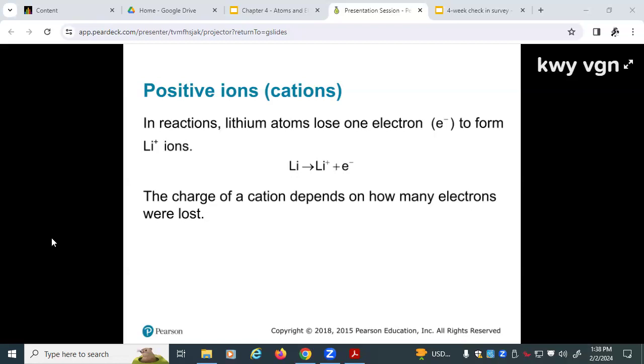So for positive ions, again, we call those cations. The resulting change is through the loss of electrons. So in the case of lithium, if lithium were to lose an electron, it would take on a positive 1 charge because it lost that 1 electron. But ultimately, lithium could lose more than 1 electron. Whatever charge is associated with that lithium would be directly related to how many electrons it actually lost. So if it loses 2 electrons, it would have a positive 2 charge. If it loses 3 electrons, it'd have a positive 3 charge. In the case of lithium, it can't lose any more than that because it only has 3 electrons to begin with. But ultimately, the charge on that cation would be based on how many electrons it lost.